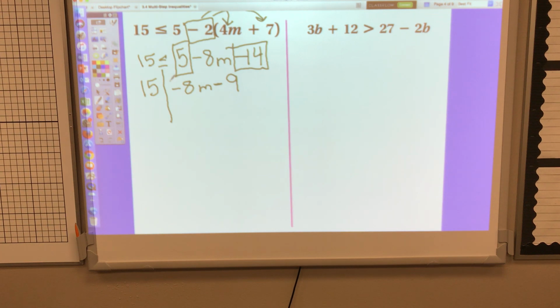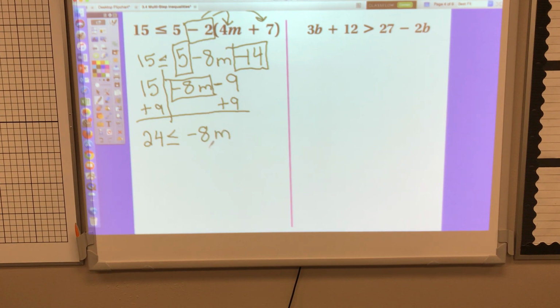Okay, so my goal is to get this negative 8m by itself. So I need to get rid of minus 9 by adding 9. Whatever I do to one side, I do to the other. Okay, so now I have 24. I only added, so my symbol is still less than or equal to negative 8m.